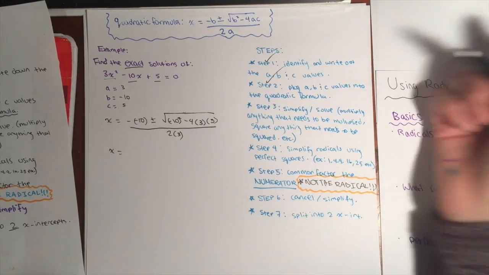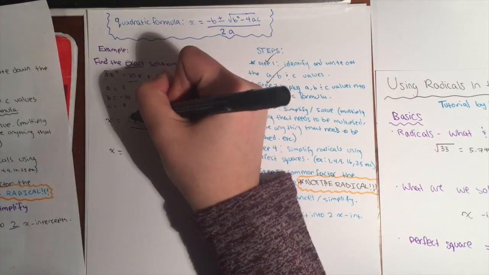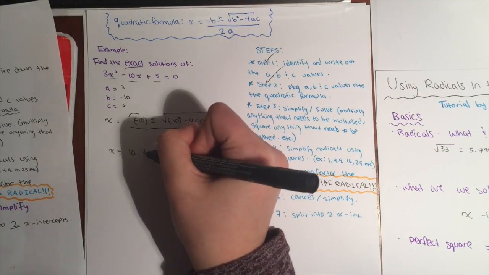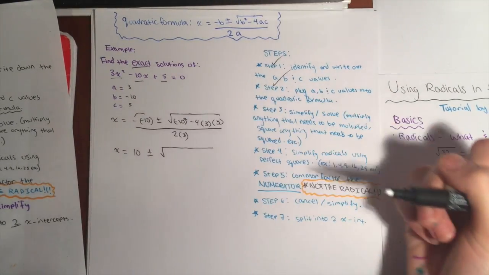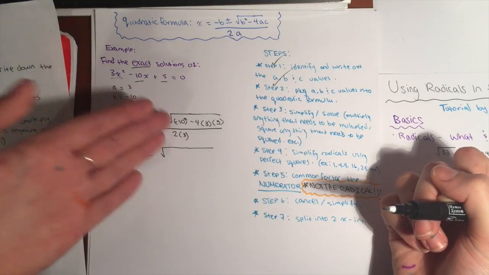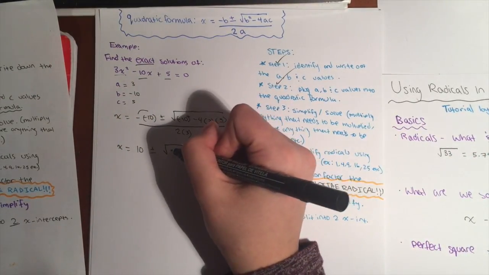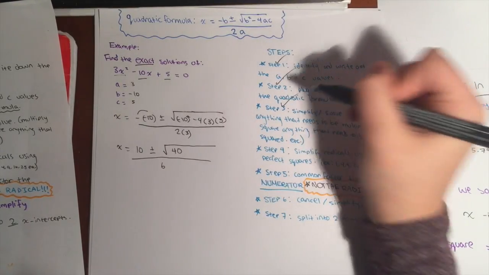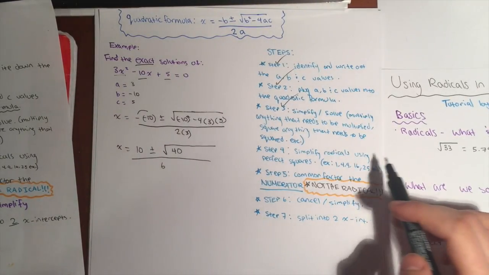We're just going to multiply anything that needs to be multiplied. Here we have a double negative, which equals a positive, so it would just be 10 plus and minus. I already calculated this, but you would just plug this into your calculator exactly how you see it. I got root 40 over 2 times 3, which is 6. Step 3 is done.